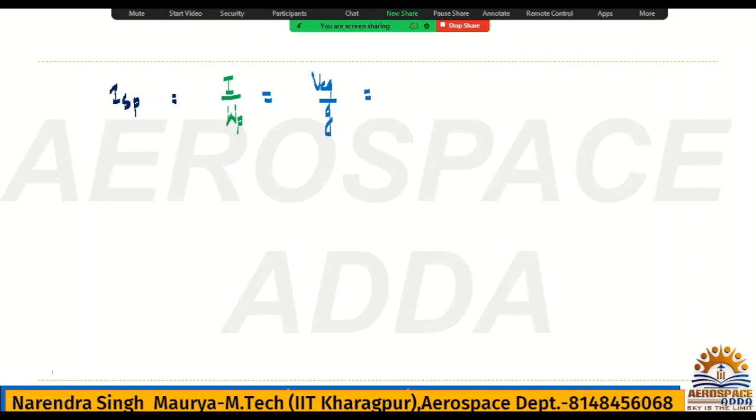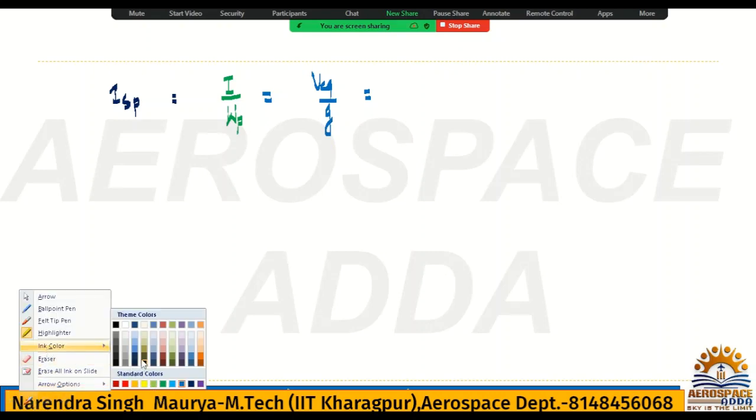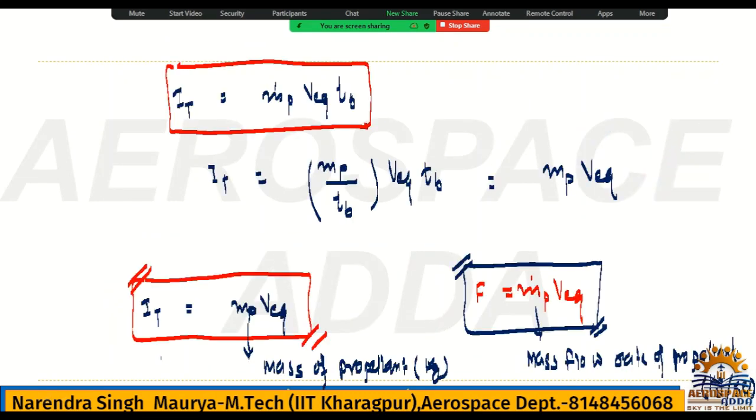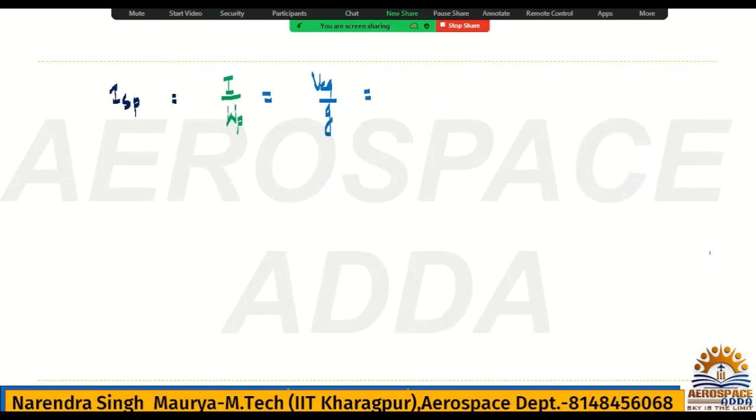Now what is the V equivalent relation with thrust force? Check what is the thrust force here. Here I have written what is the V equivalent. V equivalent is equal to F, which is nothing but thrust force, divided by m dot P. So I can write V equivalent is nothing but thrust force divided by m dot P into G.